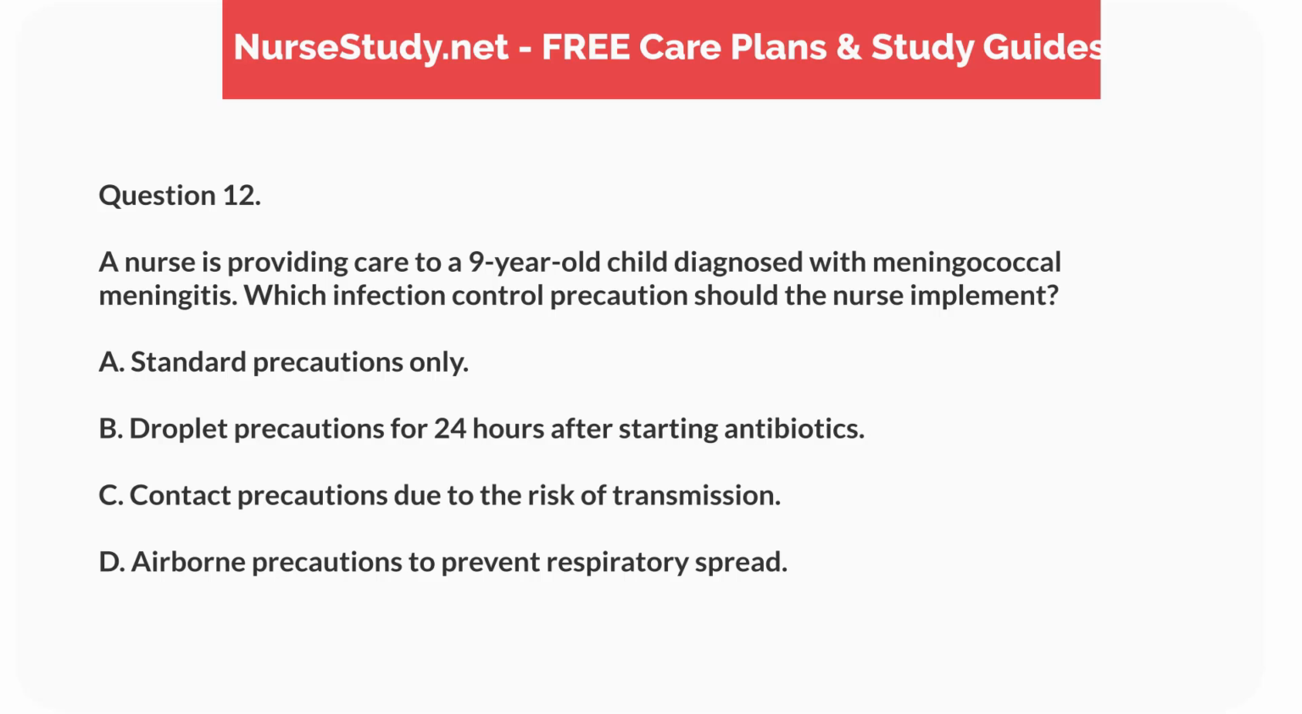Question 12. A nurse is providing care to a 9-year-old child diagnosed with meningococcal meningitis. Which infection control precaution should the nurse implement? A. Standard precautions only. B. Droplet precautions for 24 hours after starting antibiotics. C. Contact precautions due to the risk of transmission. D. Airborne precautions to prevent respiratory spread.